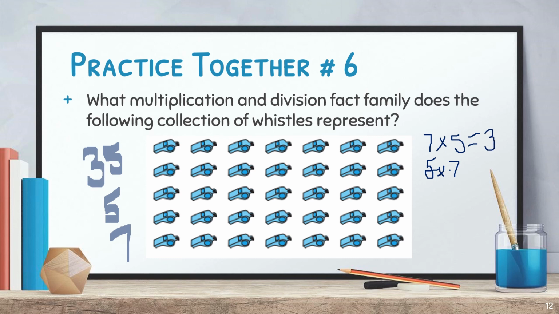And then for the division facts, you should start each one with 35, of course, 35 divided by something. So it'd be 35 divided by 5, 35 divided by 7. And of course the answers will be the opposites of the other small numbers. So 35 divided by 5 is 7, and 35 divided by 7 is 5. I'm not going to finish writing those out. You get the idea. So 7 times 5 equals 35, 5 times 7 equals 35, 35 divided by 5 is 7, and 35 divided by 7 is 5. Those are going to be your facts for this fact family.